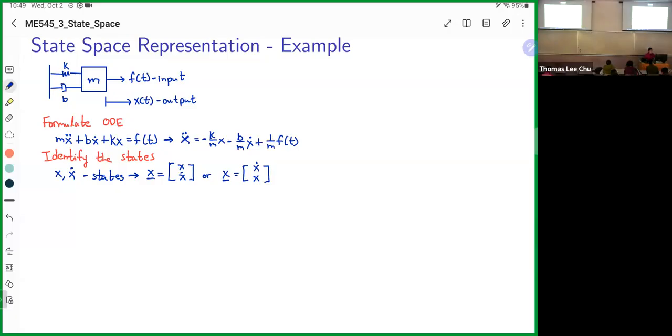Yeah, question. You mean the order of how we arrange our state vector? Yeah, it does matter. Usually we start with the lowest derivative and go higher. This is the standard. Yeah, I'll write it down. Start with the lowest derivative. The states are x and x dot.